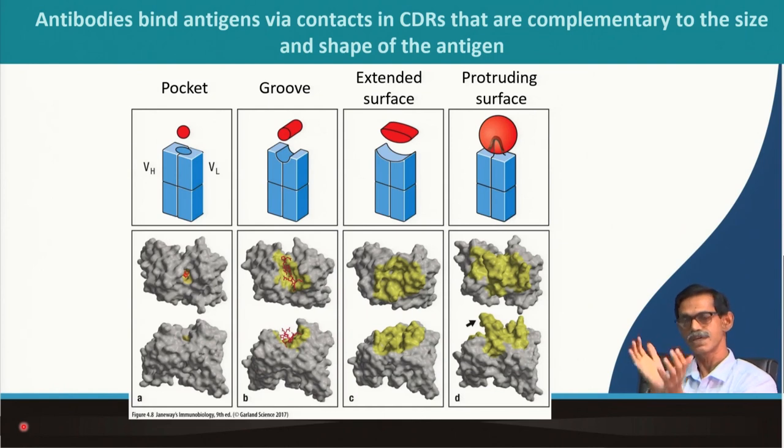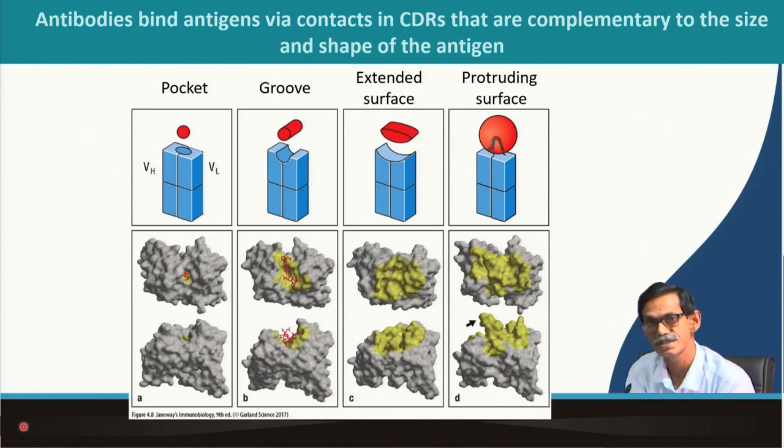So, what kind of formation do they make so that they can interact with the antigen? Antigens may be of different size, different kind, different shape. This is a very general cartoon: VH and VL can make a pocket where a small molecule can fit. Okay, this is an actual crystal structure presentation of an antibody molecule, and you can see the red part, I am using this laser, the red is the antigen. Most of the time it is very small, like a hapten. Okay, a hapten is a small molecule which cannot produce an immune response, but an antibody can bind it.